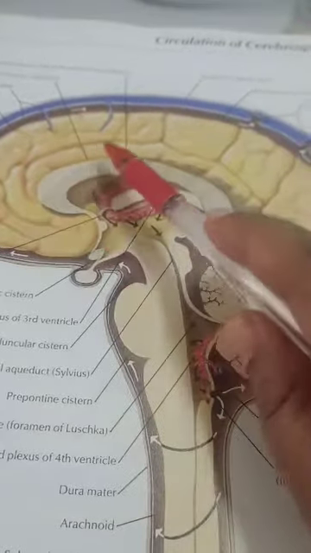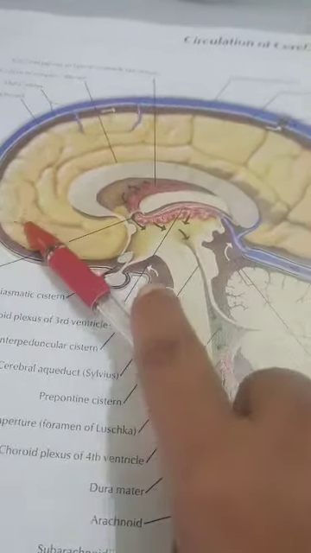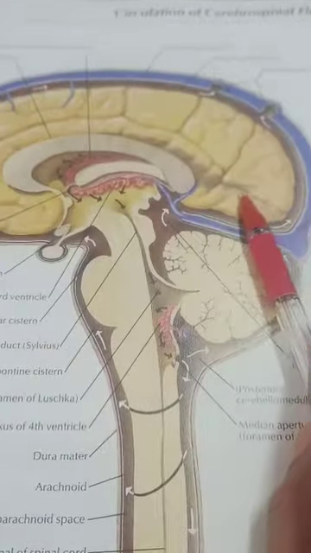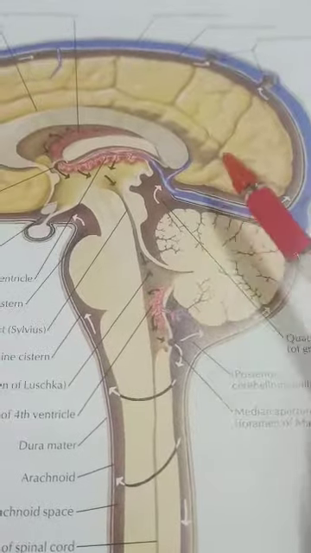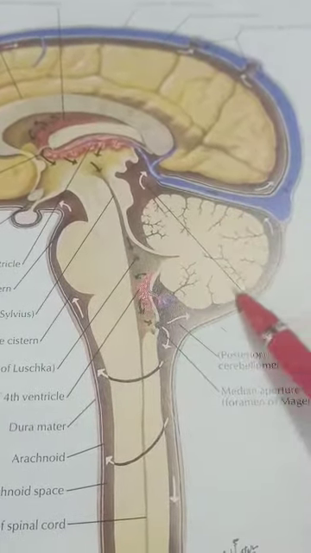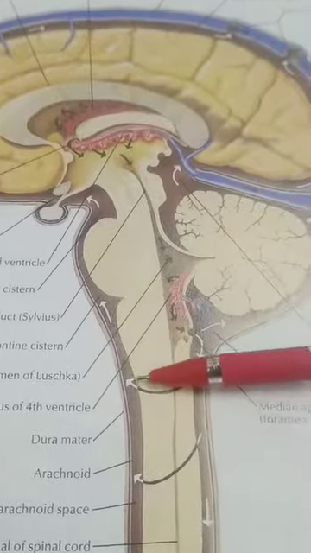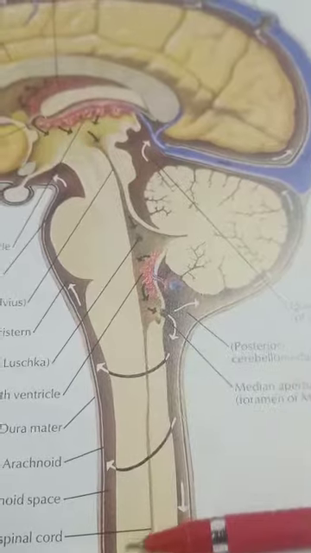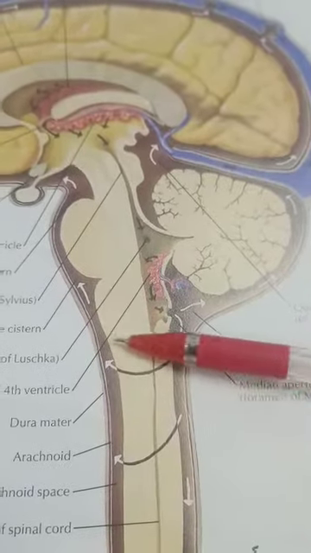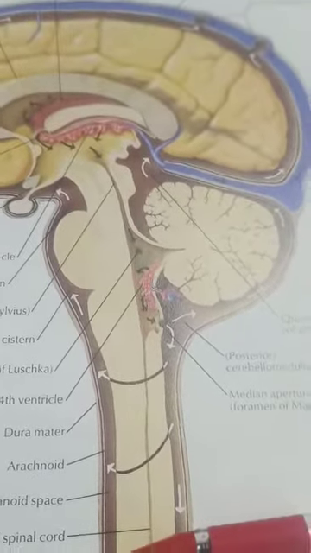Here we can see this part. This is the largest part of the brain, known as the cerebrum. There will be two cerebral hemispheres, and below the cerebrum comes the cerebellum. This part is known as the brainstem. Then the brainstem continues downwards as the spinal cord. When it passes through the foramen magnum, it continues downward as the spinal cord.